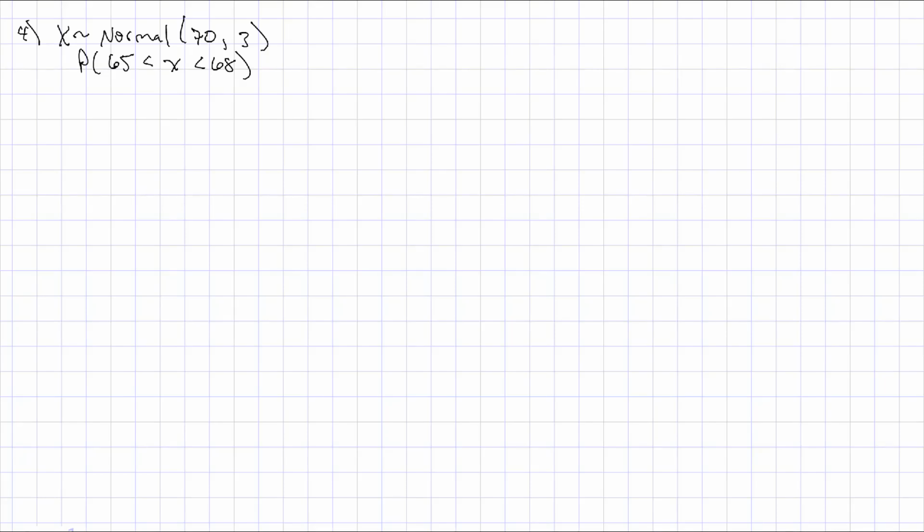Question 4 tells us that our population has a population mean of 70, standard deviation of 3. In this question, we want to know the probability of finding an individual that's between 65 and 68. So, if this is our population, we are centered at 70. We want to know that proportion that is between 65 and 68. So we are looking for that area.